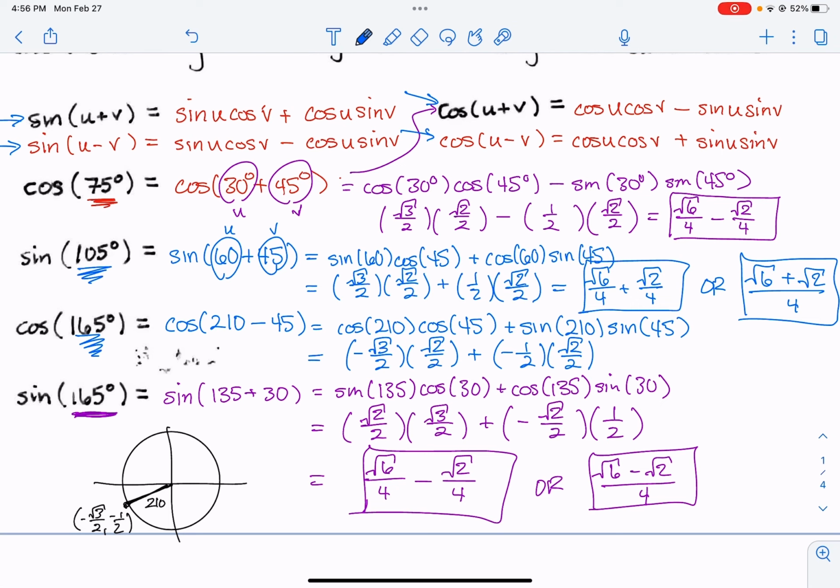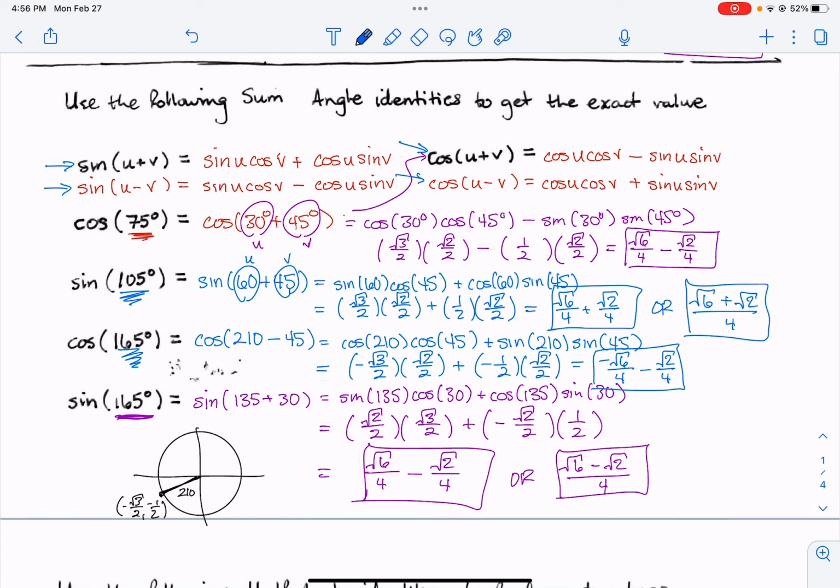And so what do we end up with? Wow, it looks like negative root 6 over 4 minus root 2 over 4. Again, you can just leave your answer like that. So nice.